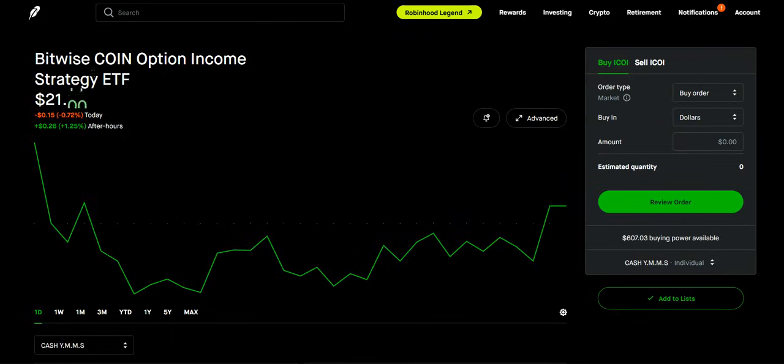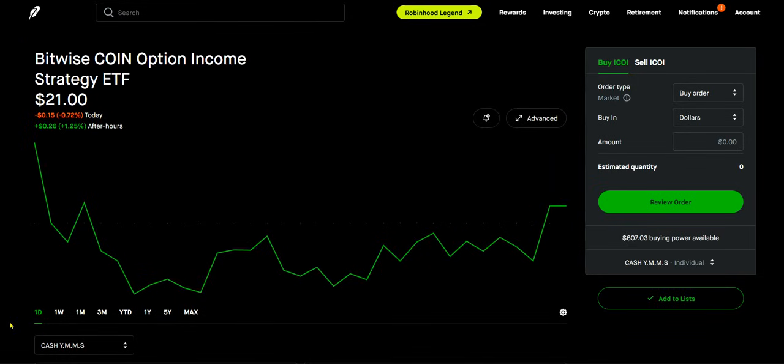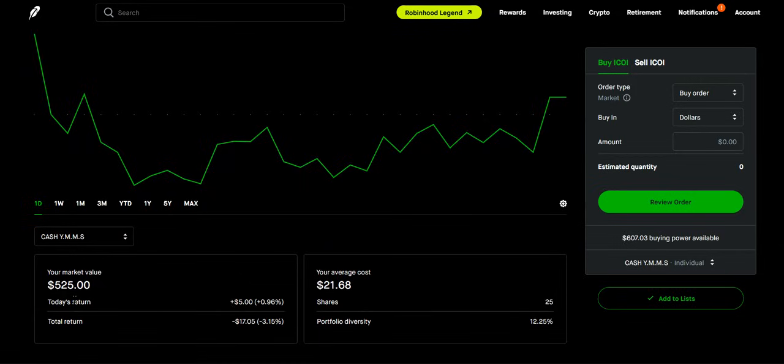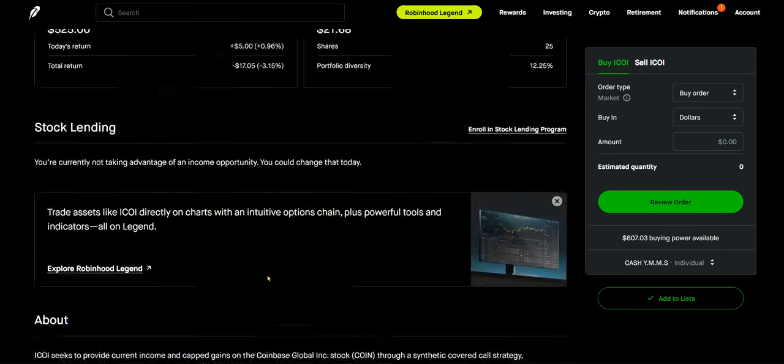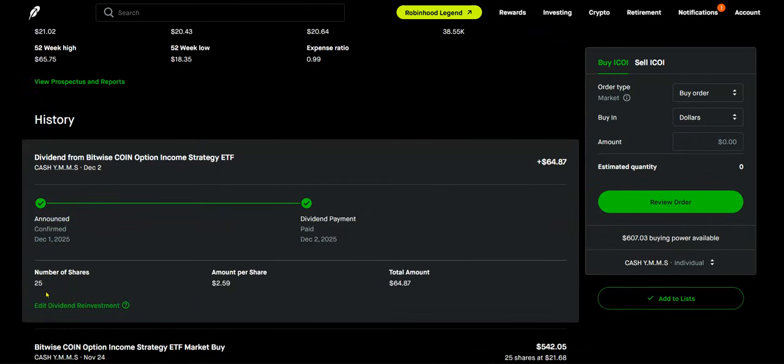Next, we got ICOI, Bitwise Coin Option Income Strategy. Now, I do have some of this in the other Robinhood account as well, but this is in my cash account. So it's at $21 again. We have $525. We're down $170.05 for an average cost of $21.68 for 25 shares. I do believe we got some dividends for this one as well. So we're at 25 shares, $2.59, and I gave us $64.87.